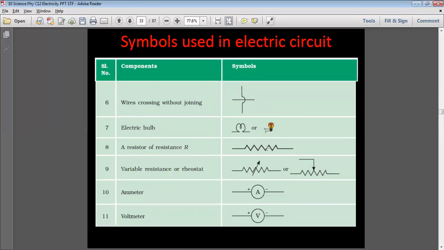Components: wires crossing without joining. This is one type of symbol. And the electric bulb, this is the symbol. Resistance, the symbol is like this. Variable resistance, this one. Ammeter is denoted positive negative, always current will flow positive to negative. Then voltmeter, it also positive to negative. Symbol is V.